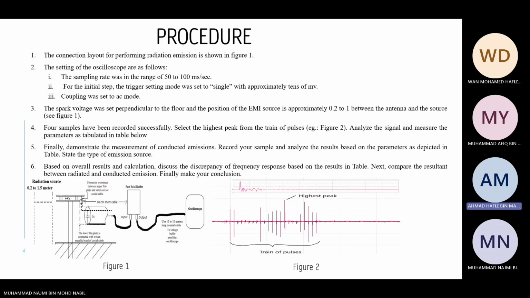Finally, we demonstrate how to measure the conductor emission. We record our sample and analyze the result based on the parameters that we got from the readings. And we concluded what is the emission source. Also, based on the results and calculation, we discussed the discrepancy of frequency response based on the results in the table. And also we compared the results between the radiated emission and the previous lab where we did the conductor emission.